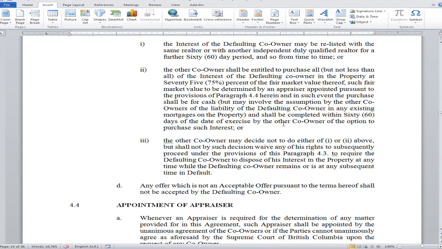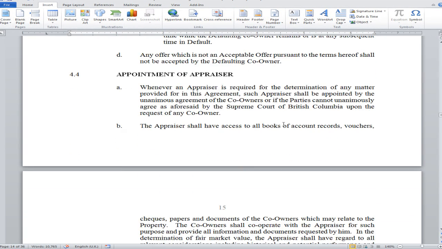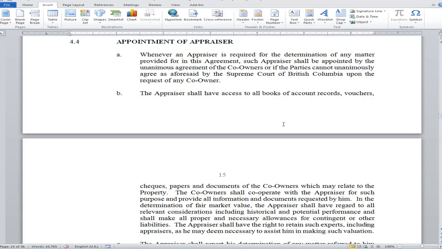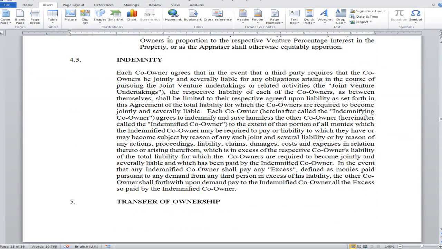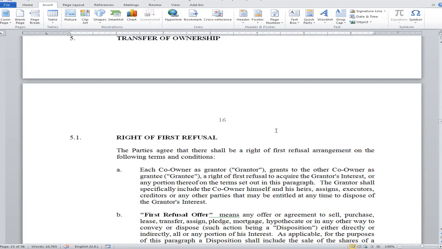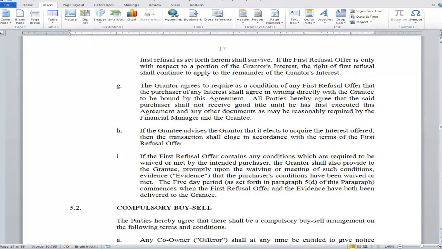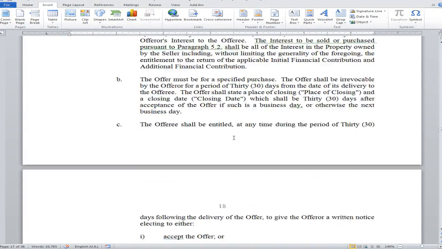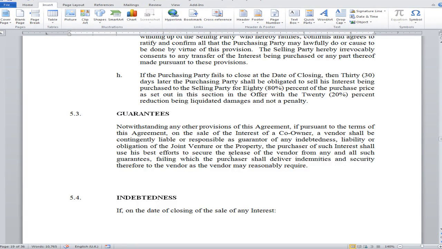And for myself, for instance, I would like to make sure that there is no default, and I want to hold the property as long as possible. That's the ideal scenario. So there's indemnity and an indemnification, transfer of ownership, right of first refusal, and all of this has to be followed. Compulsory buy and sell. And then what we have guarantees, indebtedness.